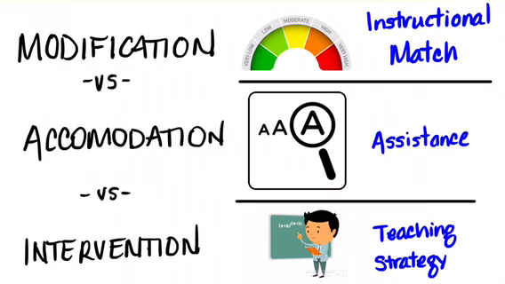An accommodation also means that you're changing, but you're changing based on physical ability. For example, students with vision impairments may need large text. Students with hearing impairments may need headphones.